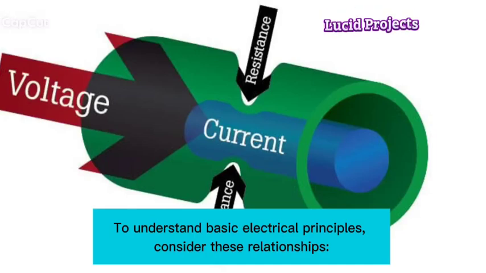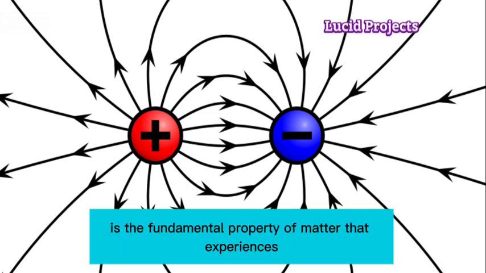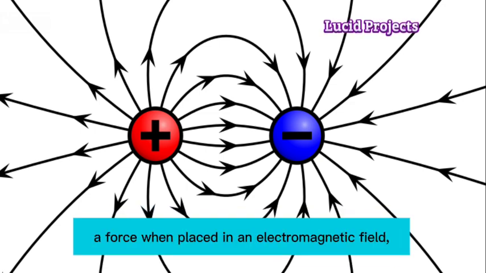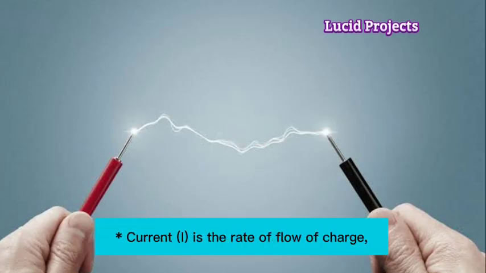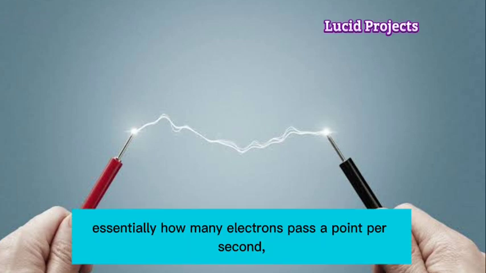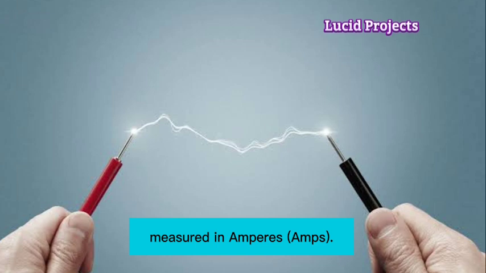To understand basic electrical principles, consider these relationships. Charge, Q, is the fundamental property of matter that experiences a force when placed in an electromagnetic field, measured in coulombs. Current, I, is the rate of flow of charge, essentially how many electrons pass a point per second, measured in amperes (amps). Think of it as water flow in a pipe.